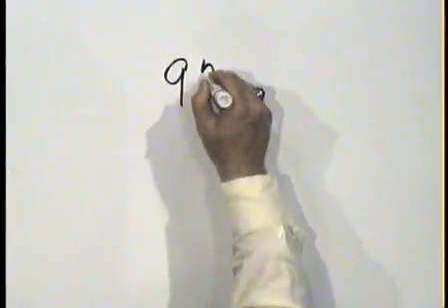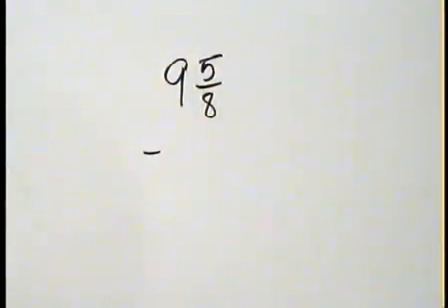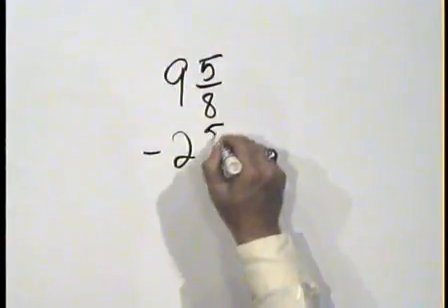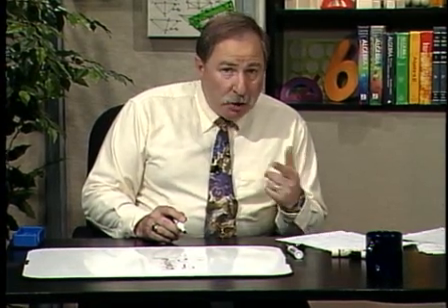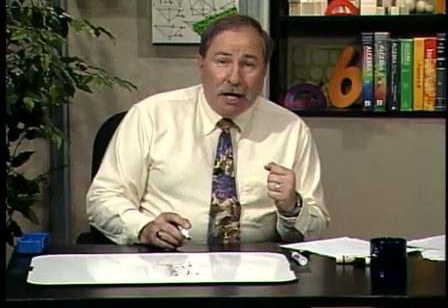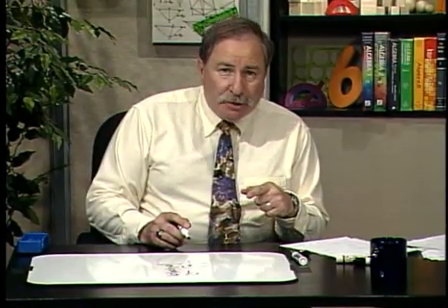Let's see. Let's go ahead and get a problem. Here's one. How about 9 5/8 minus 2 5/6? Okay. Using our steps, common denominator, numerators of equivalent fractions, borrow if necessary, subtract, reduce if you can. Using those steps, go ahead and work this problem, stop the tape, and come back when you've finished and have a final simplest form answer.